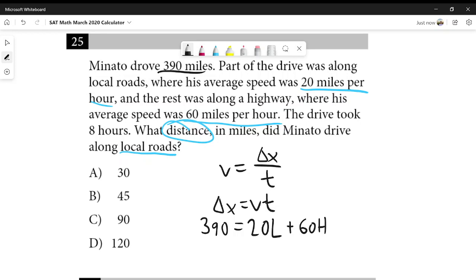And then we know that the total time has to be equal to 8 hours. So that means that the time spent on the local roads, which is L, plus the time spent on the highways, which is H, is going to be equal to 8. And so this is basically a system of equations. Our goal here is to find 20L, because that represents the distance that the guy drives along the local roads. So we need to find 20L. Let's see what we can do.